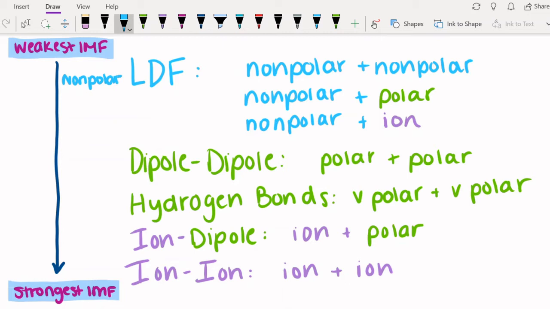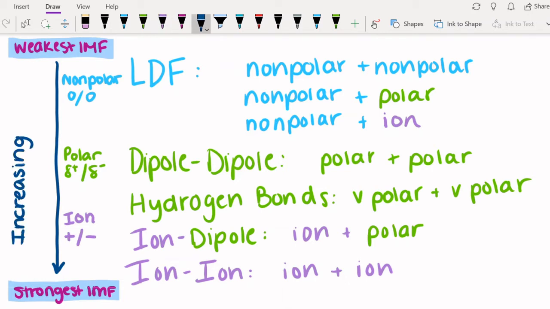The slightly stronger dipole-dipole interactions involve polar molecules, which have a dipole, partially charged regions. Hydrogen bonds exist between really polar molecules, which means the magnitude of the charged parts of the molecule increases. The strongest intermolecular forces, ion-dipole and ion-ion interactions, involve ions, which have a full charge instead of a partial charge. So, you can see how as we increase the magnitude of the charge, the type of intermolecular force is stronger.